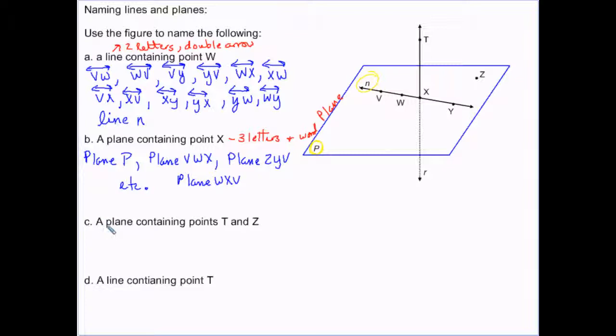Now we have what says a plane containing points T and Z. T is here, Z is here.